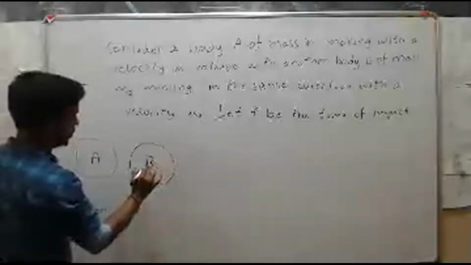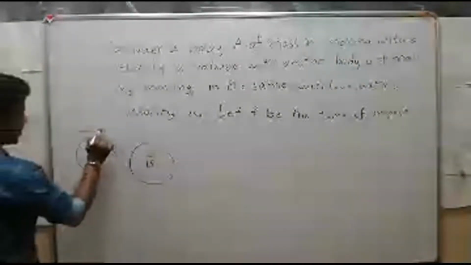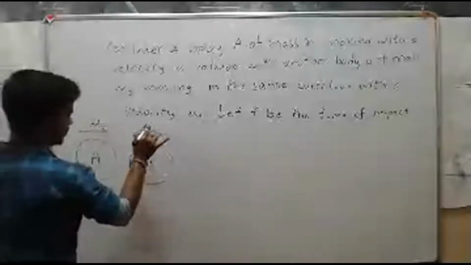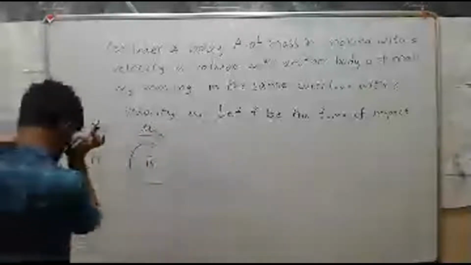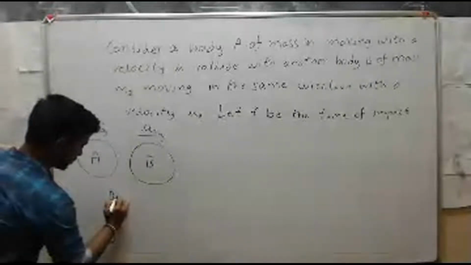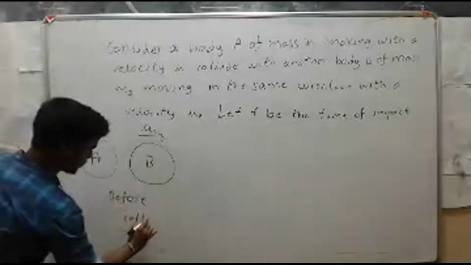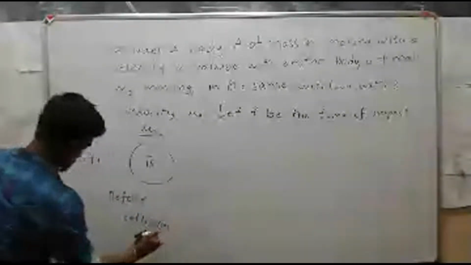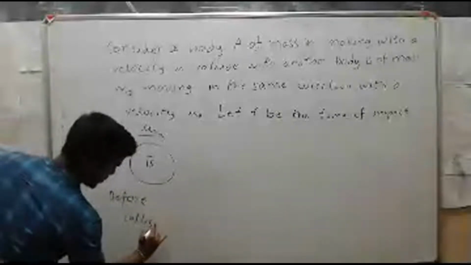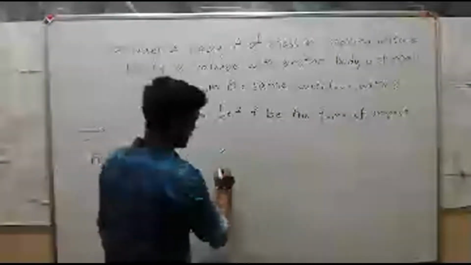Object A and object B are moving with initial velocities u1 and u2, and this is before collision. This is during collision.